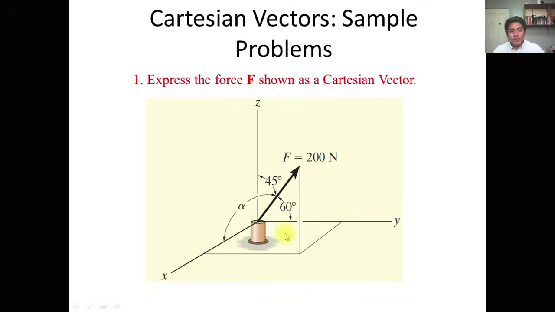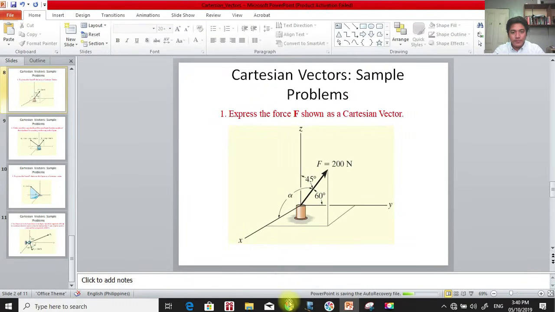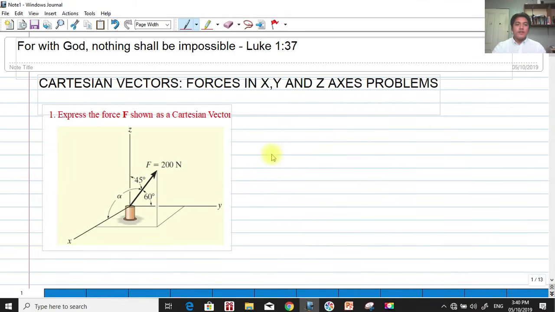So let's try to solve some problems. I have a problem here. For problem number 1, express the force shown as a Cartesian vector. As you can see, we will express this force of 200 Newtons in terms of a Cartesian vector. Cartesian vectors are in terms of i, j, k. So this is 200 Newtons.